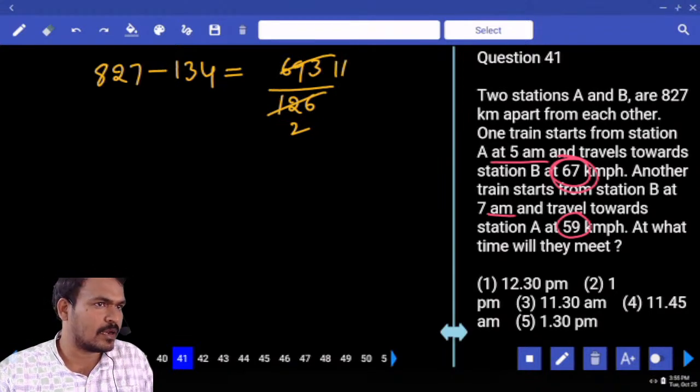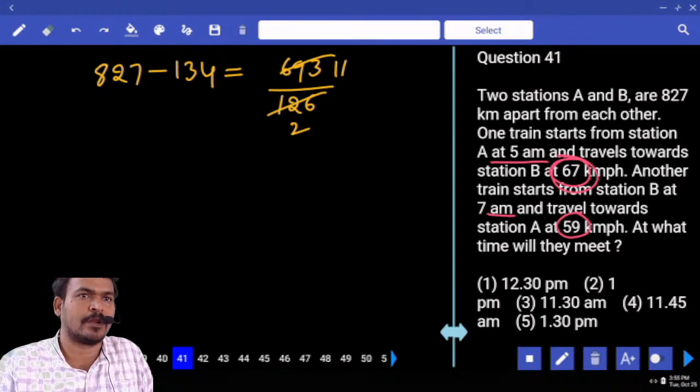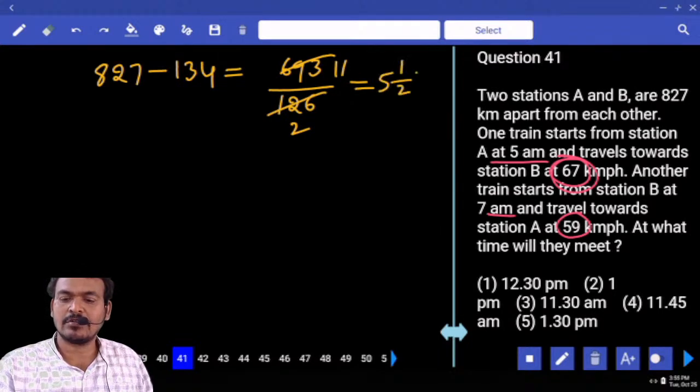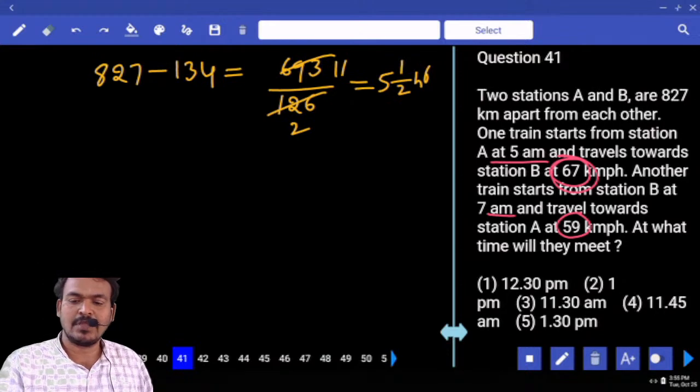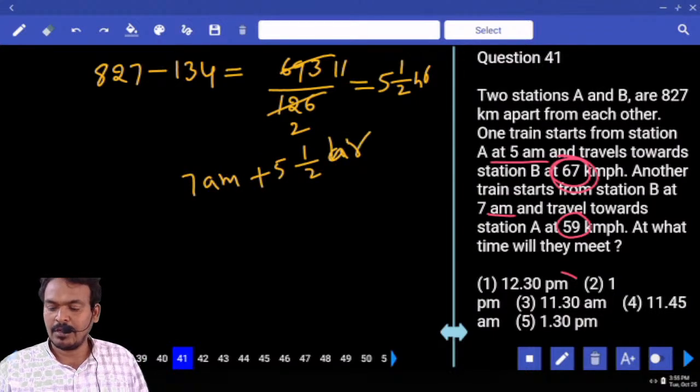693 kilometers are traveled after 7 am with a speed of 126 km per hour. How much time is taken? 11 by 2 hours. 11 by 2 hours means 5.5 hours or not? After 7 am they will meet in 5.5 hours. What is the answer? 7 am plus 5.5 hours, 12:30 pm or not?